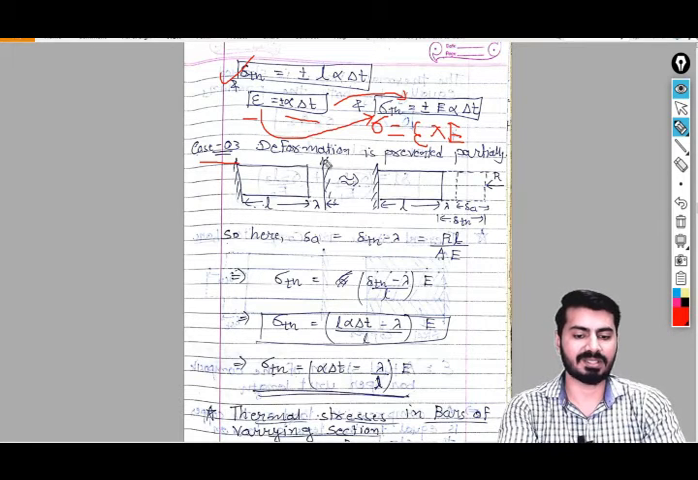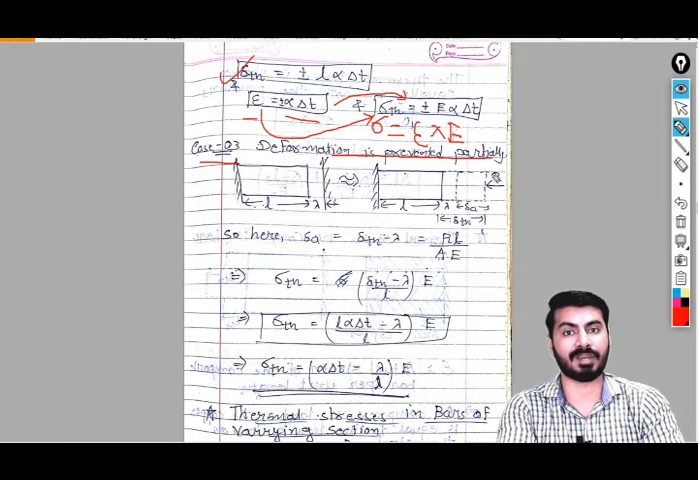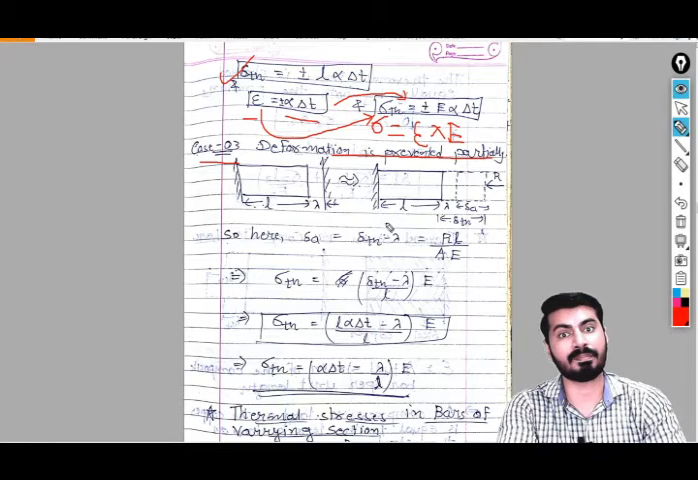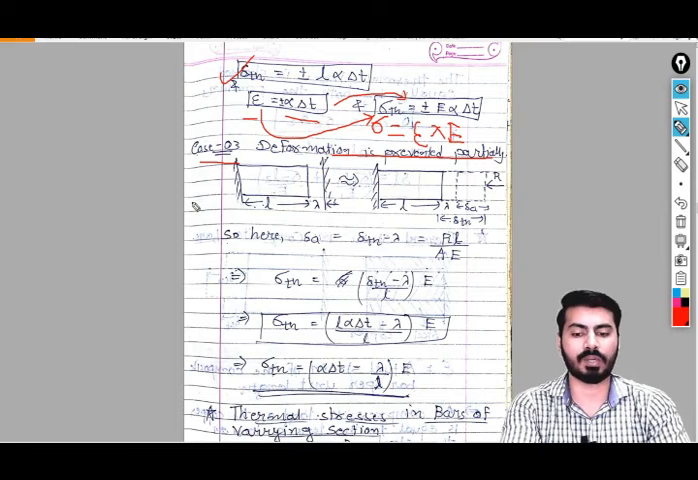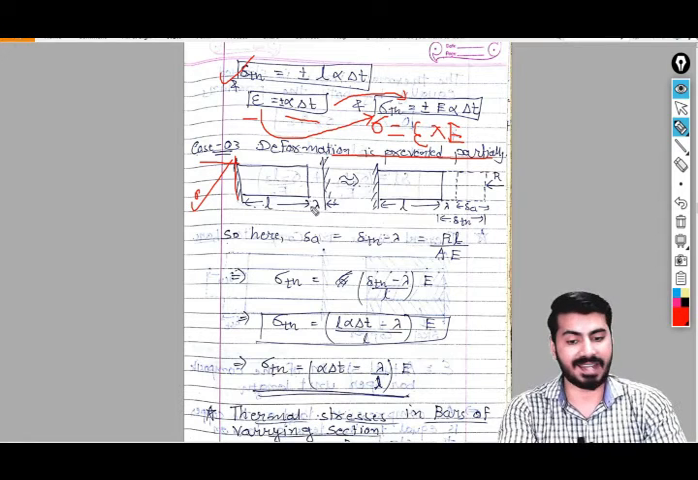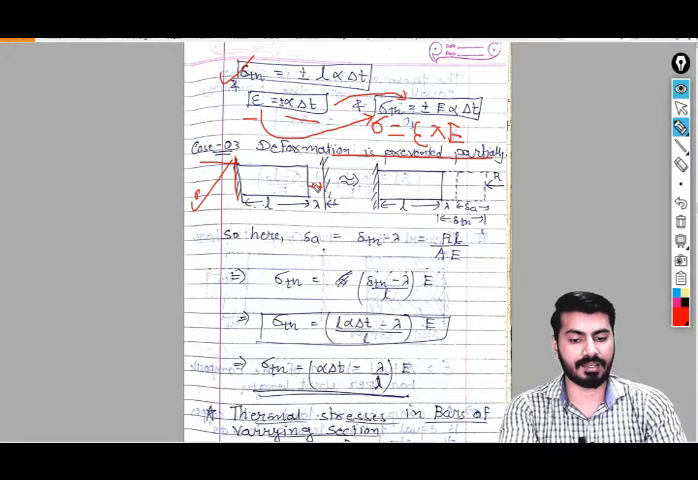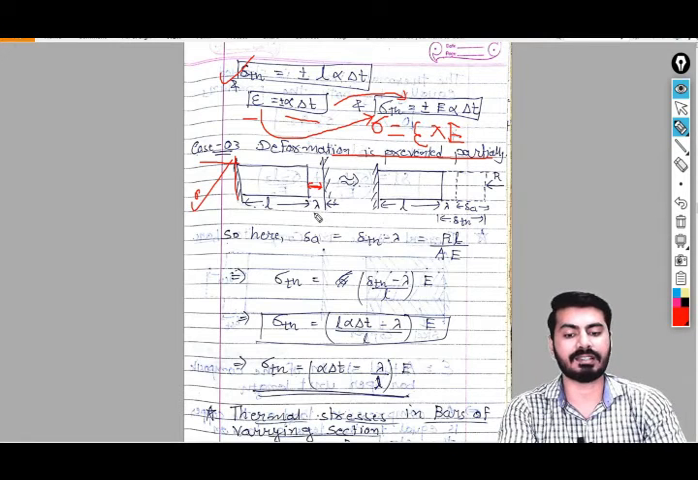Case number 3 is where the deformation is prevented partially. The deformation is not completely prevented, it is prevented partially. What does that mean? This is the original figure, where the body is restricted on this one side, but on the other side there is some gap over here, and that gap is denoted by lambda like this.